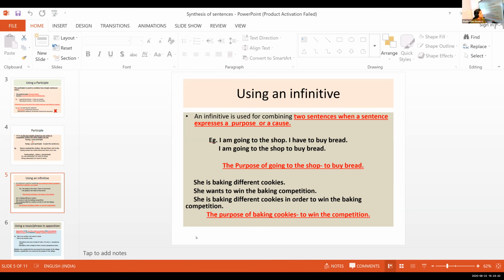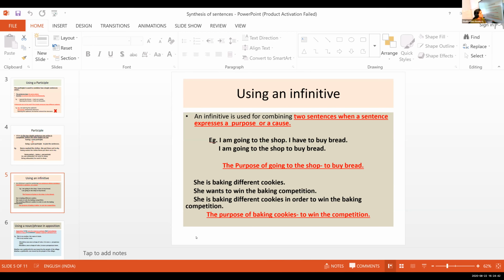The page is gone. So let us begin with the next topic. The topic is using a noun or noun phrase in apposition. Okay, so this is the next rule, you have to learn. To combine two different simple sentences into another simple sentence, you can use a noun or a noun phrase or a phrase in apposition.